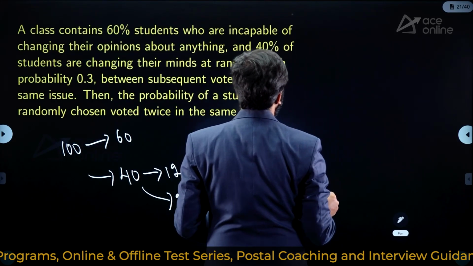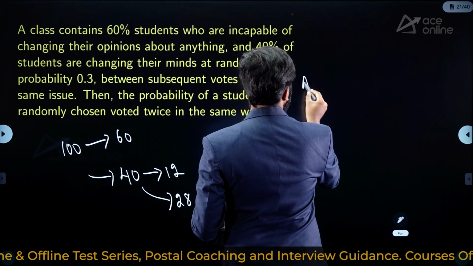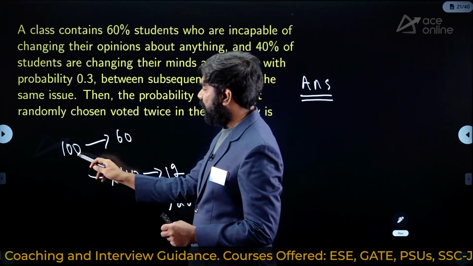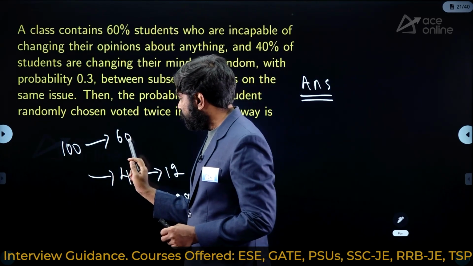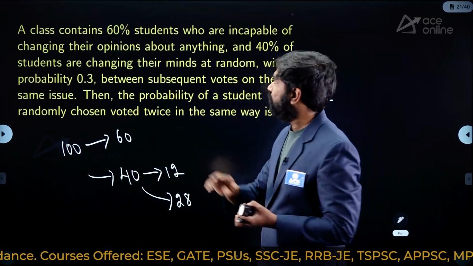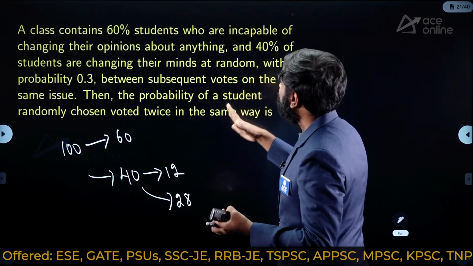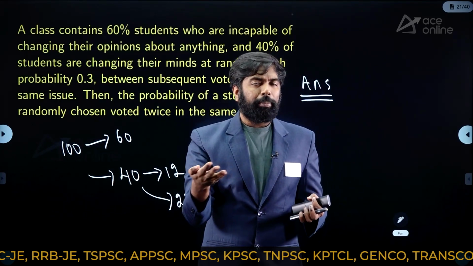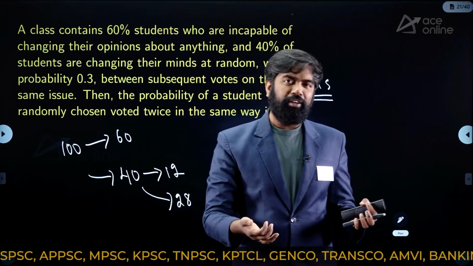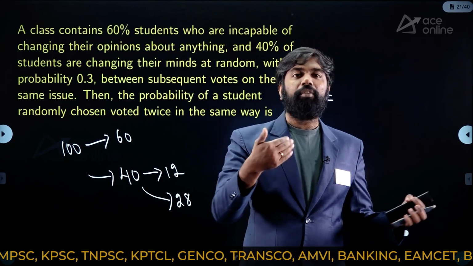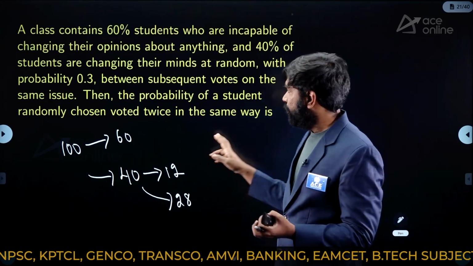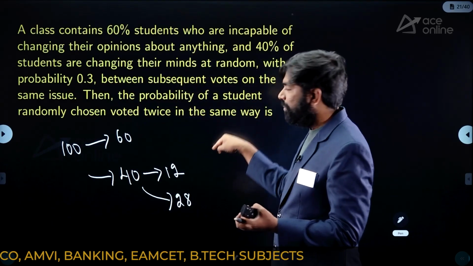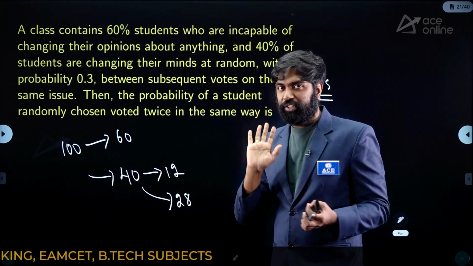So it's a one-step answer, students. Look at the answer. I hope everyone has understood this. There are 100 students, in which there are 60 students who do not change their opinion. So 60% of students are incapable of changing their opinion. That means on a given day, if they have voted for a party called X, the next day, if I again conduct the election, again they vote for the same X. That means these 60% students have voted in the same way. This is not the only way.